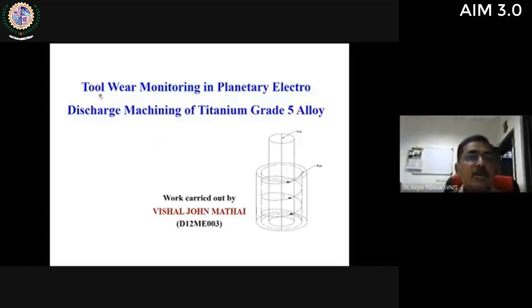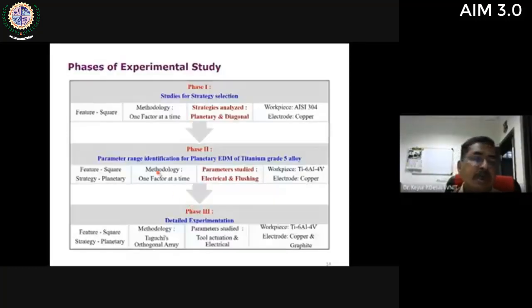The first is tool wear monitoring in planetary electrodischarge machining of titanium grade 5 alloy. This work was carried out by Dr. Vishal John Mathai during his doctoral research at our institute. It is basically a work which involves extensive experimentation. The total work was divided into 3 phases. In the first phase, we wanted to study the strategy: which strategy should be selected?